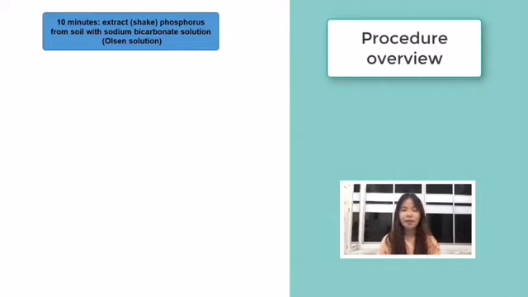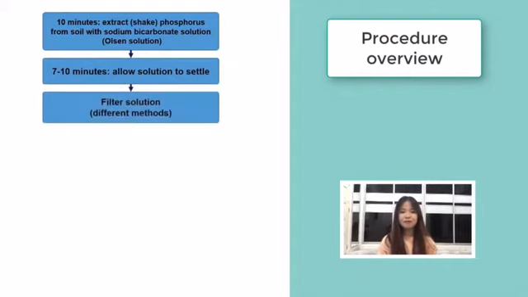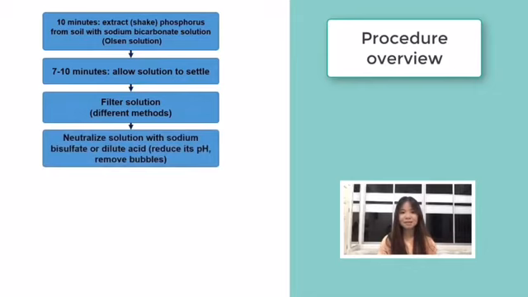First step, extract the phosphorus from the soil in a sodium bicarbonate solution, which is the Olsen solution, and shake it for 10 minutes. Then, allow the solution to settle for 7 to 10 minutes for some of the clay to settle out to prepare for filtration. Then, filter the solution to get rid of the rest of the clay, making it a clear solution. And neutralize the solution with sodium bisulfite dilute acid to reduce its pH and remove air bubbles.